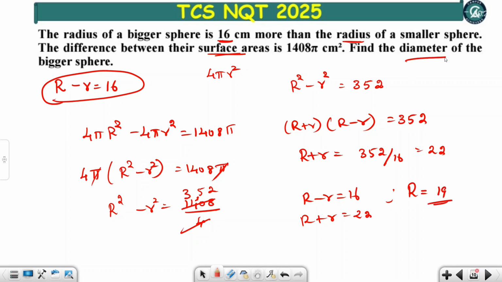So what do we need to find? The diameter of the bigger sphere. What is the diameter of the bigger sphere? d is equal to 2 times R. So 19 into 2 is 38. So the answer for this one is 38 centimeter.